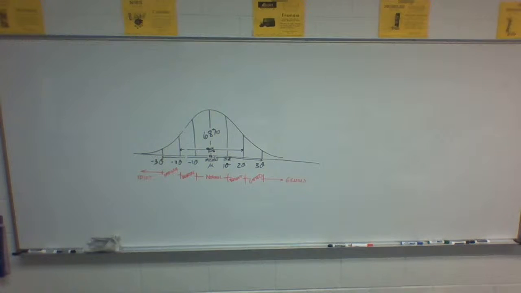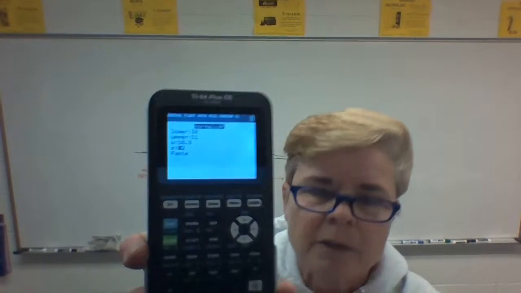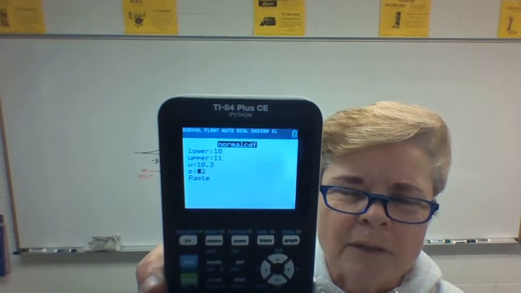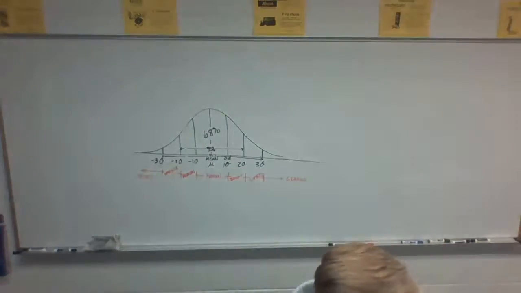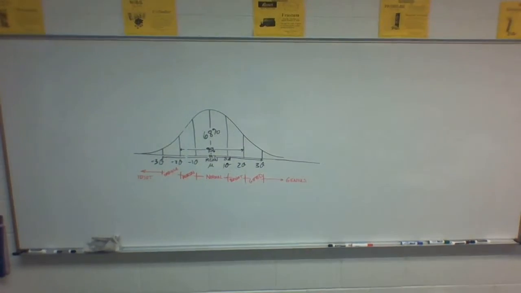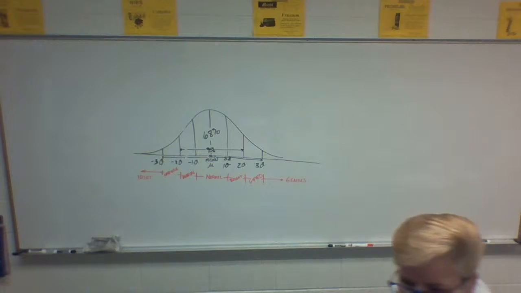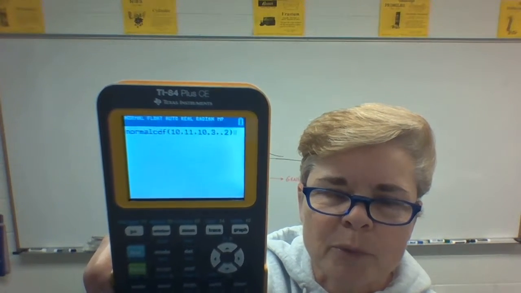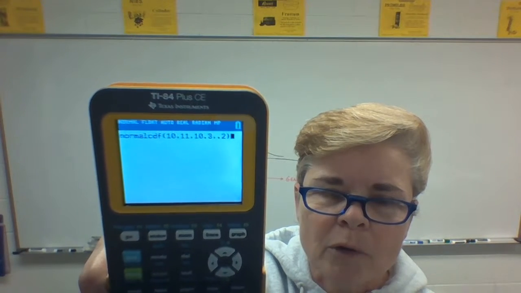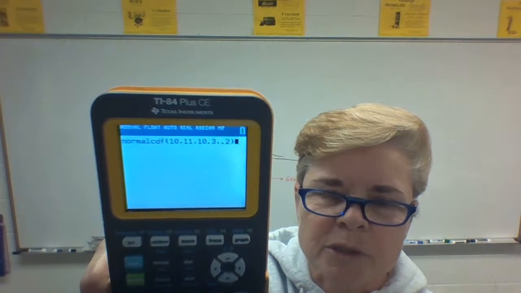Can I see yours? Oh, now it gives us that. I got it. So this is probably what yours looks like, Devin, maybe. If it's like that, then you put those numbers in that we're talking about right there. And if it looks like mine, you put it in like that. It'll say normal CDF, give you a parenthesis, and you've got to put the lower, upper, mu, and sigma with commas in between.